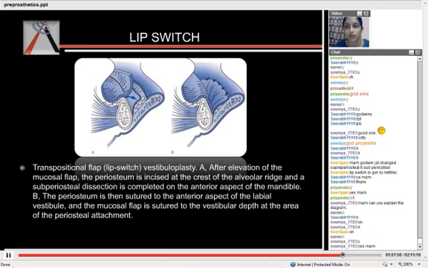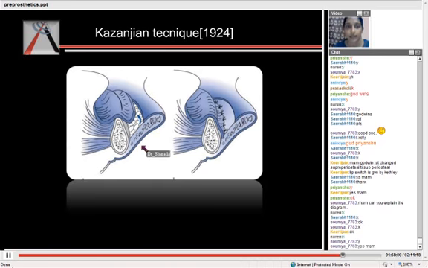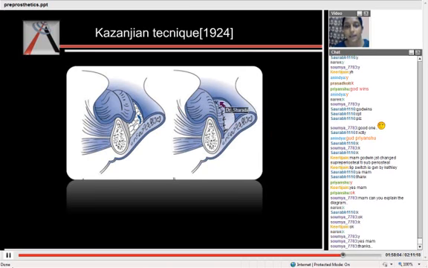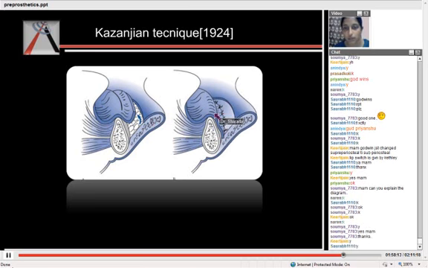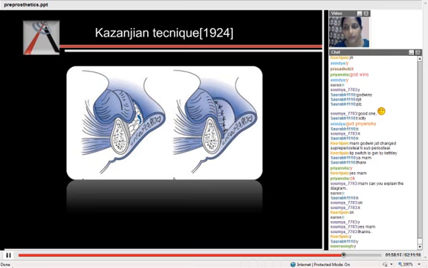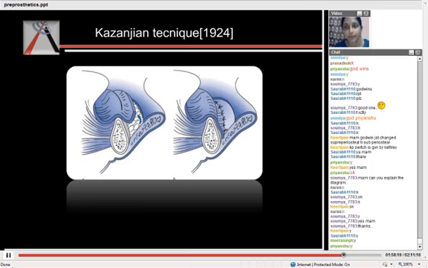Okay, so moving on. Kazanjian, what did he do? Can you see this part? He left this part raw. He just sutured to the bone. Can you see the suturing? This is actually the bone, right? He just sutured to the bone and he left the lip raw. That was Kazanjian. Get it?